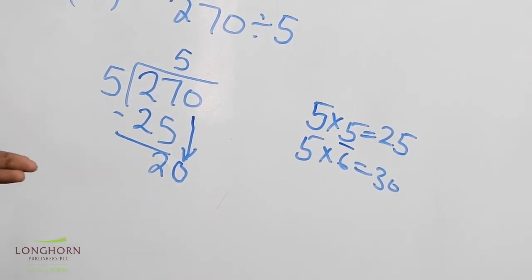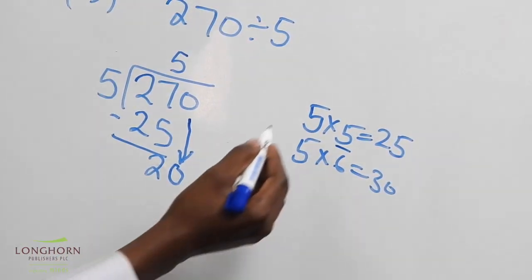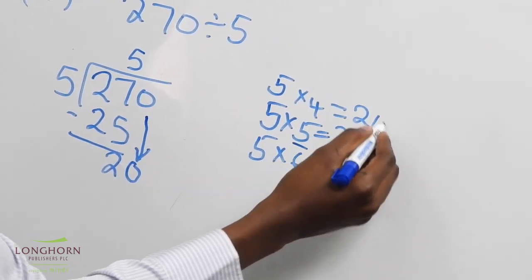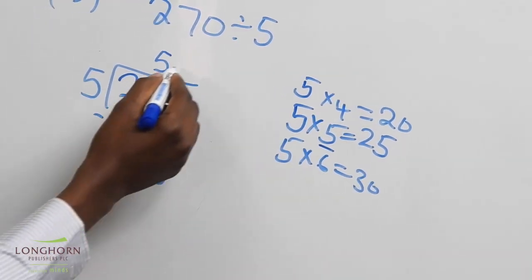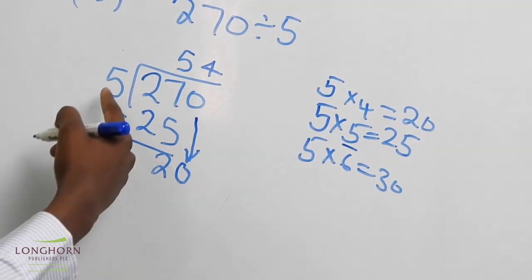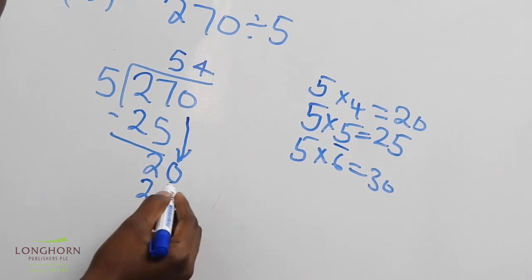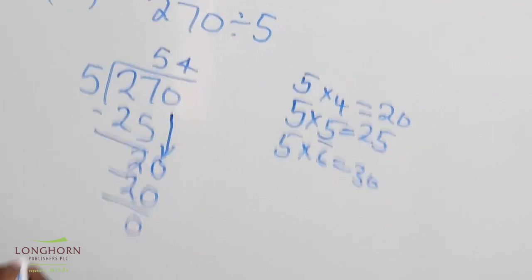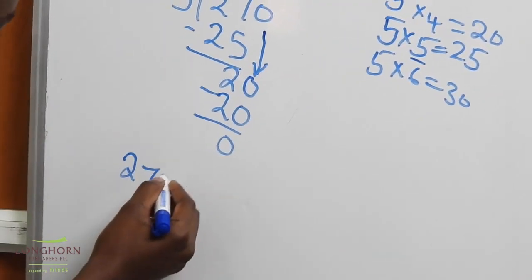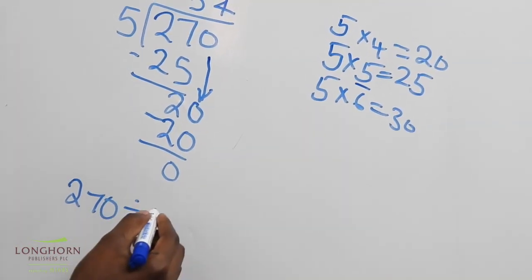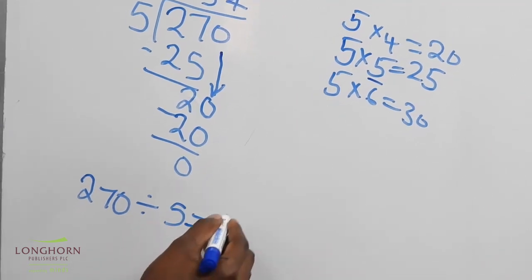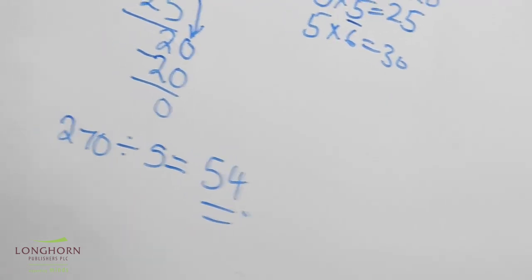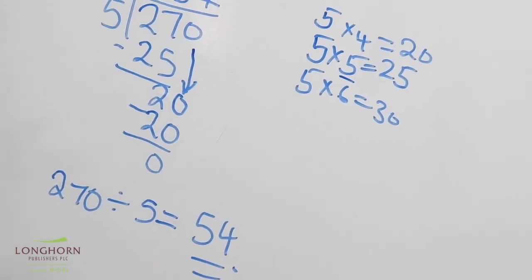So, using the multiplication table for 5, we know that 5 times 4 is equal to 20. So we write here 4. 4 times 5 is 20. And then subtract to have 0. Therefore, 270 divided by 5 is equal to 54. And our division is complete using the long method.